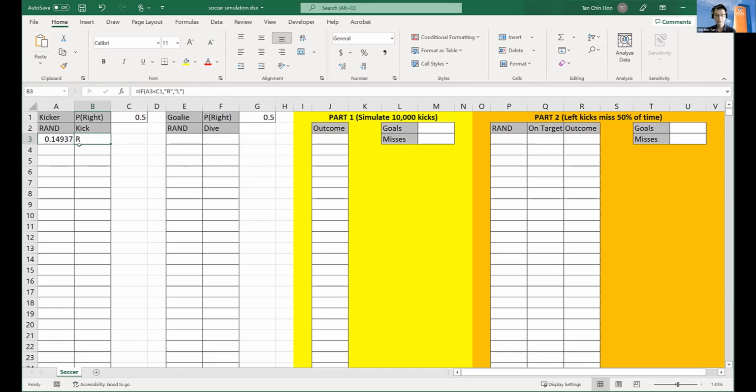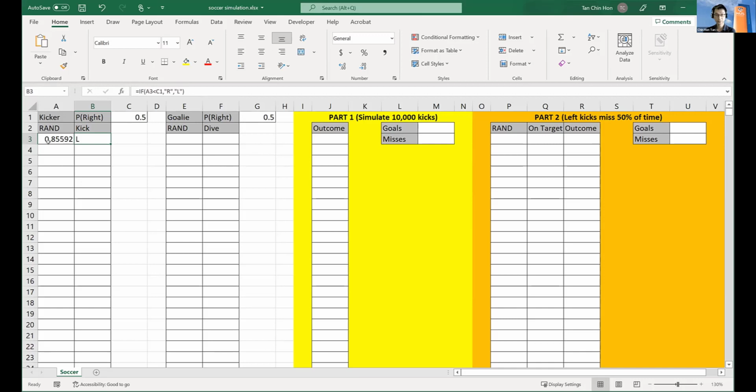Okay, and so observe over here, since this random number 0.149 is less than 0.5, that's why this is going to be an R. That's why we click to the right. And let me just press F9 again, so I generate a new random number.